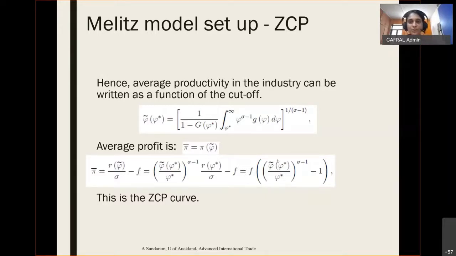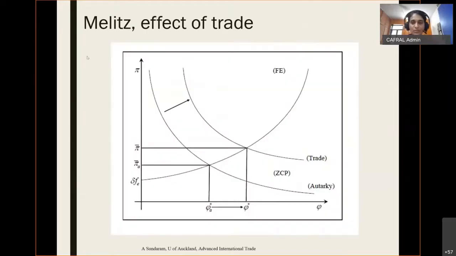For different distributions, for example, in Melitz they have the Pareto distribution, which is what a lot of the models use. If you want to structurally estimate, you use the Pareto distribution. So all that is saying is, what does the average profit look like in the industry if the cutoff in that industry is very high, so that you only have the most productive firms producing in the market? It turns out that given the shape of that density function, that's a downward sloping line here. So that is your ZCP condition.